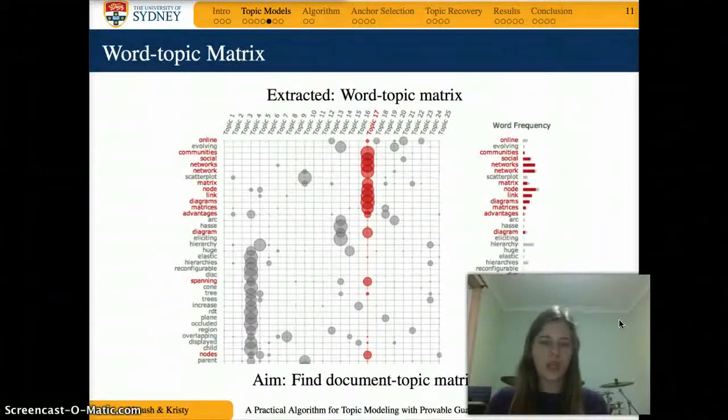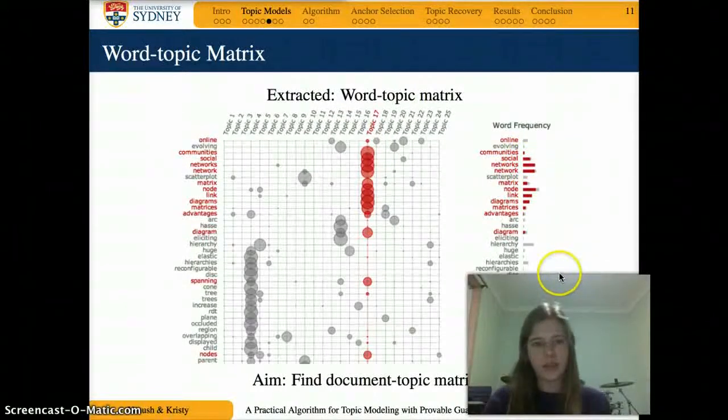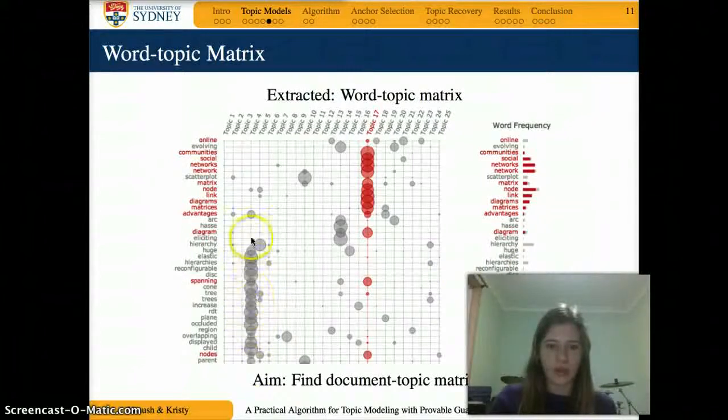So here is an example of a word topic matrix, and this is kind of how we put together all the different topics, because topics are distributions over words. So, for example, topic 17, represented over here, has a high probability of the word node, network, networks, that kind of thing. And over here, there's another one with a whole lot of different words like hierarchies and reconfigurable.